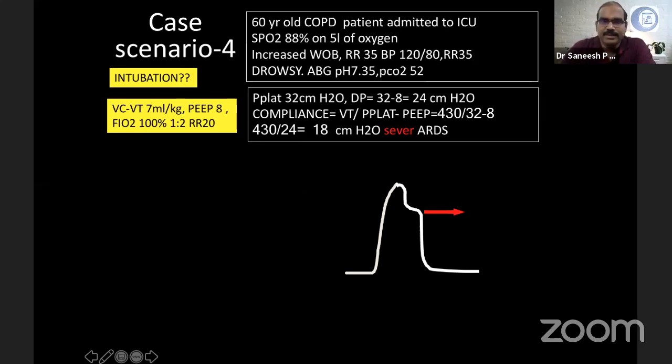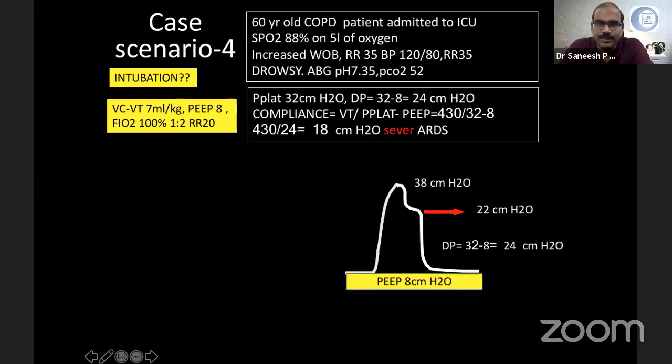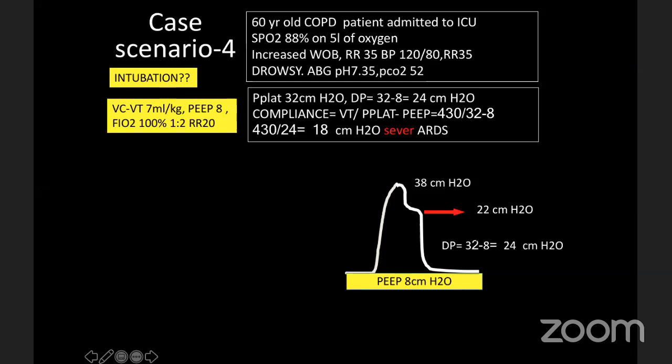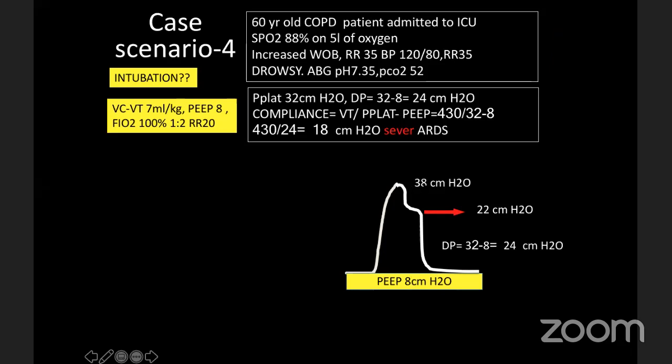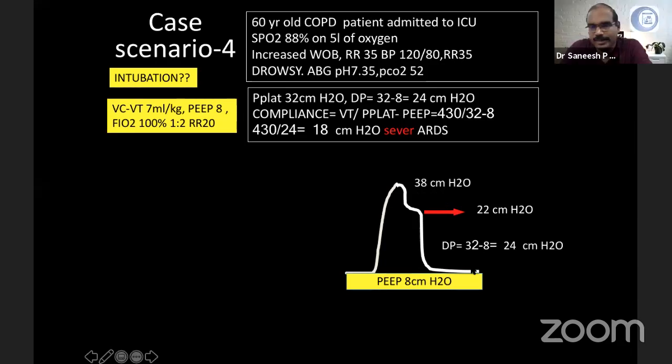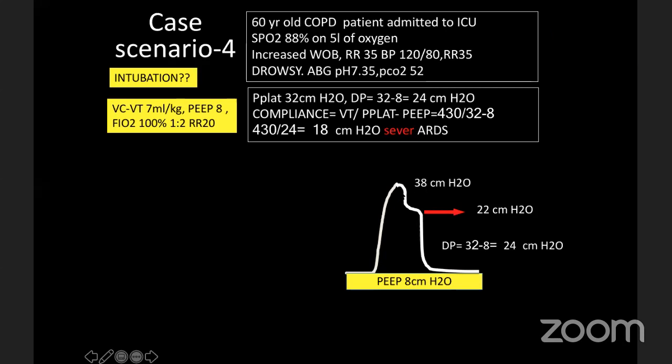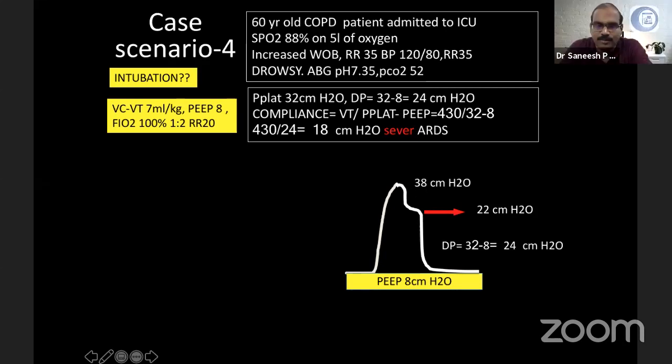Okay, fine. So this is the tracing. You find the plateau pressure as 32, PEEP of 8. So the driving pressure is coming up to 24. Then it is a problem with the compliance, sir. The problem is with the lungs, not the airways. There are problems with the airway as well as the lung compliance.